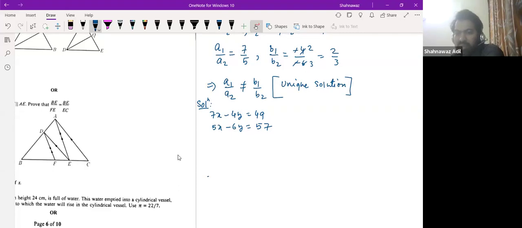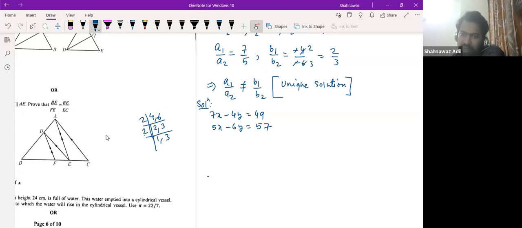So in the elimination method, we have to make one of the coefficients the same. Either we make the x coefficient the same or we can make the y coefficient the same. So let us make the y coefficient the same, right? So y is 4 and this is 6. What is the LCM of 4 and 6? LCM of 4 and 6 is 12, right?